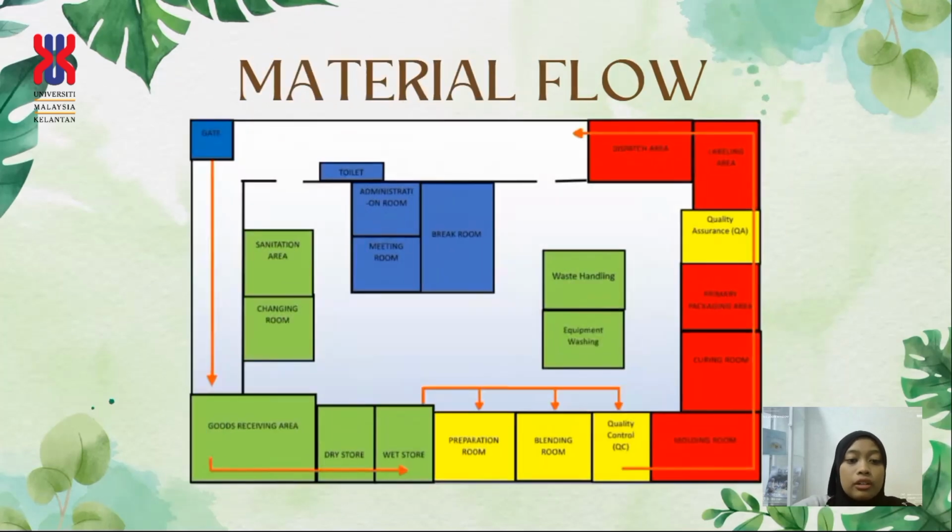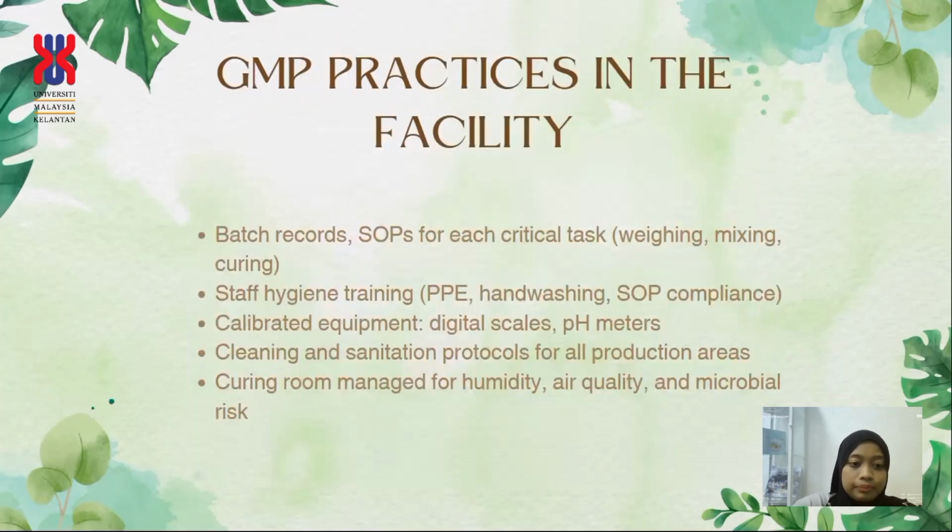For the personnel flow, staff enter through the sanitation area with PPE and follow controlled routes, especially into the high risk zone. And the materials are moved separately. Raw material never crosses paths with finished products. This systematic flow aligns with the GMP requirements and ensures traceability and cleanliness. Okay, for the GMP practice in the facility, they apply several GMP principles.